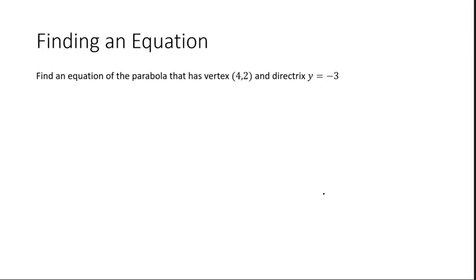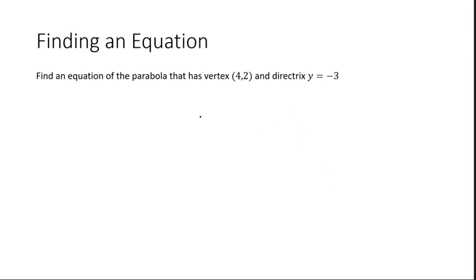Now, one last thing to finish off this lesson, and that is going backwards. If you're given information such as the vertex or foci or the directrix, we want to be able to find an equation from that information. All right, so here we are trying to find an equation of a parabola that has the vertex at 4, 2 and the directrix at y equals negative 3.